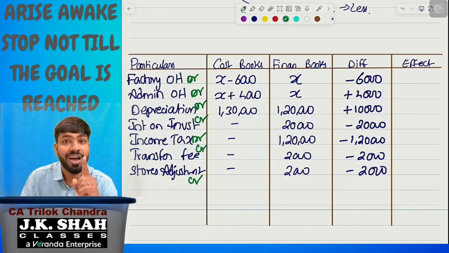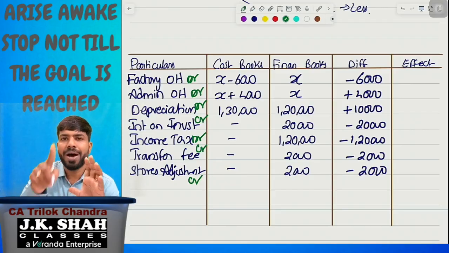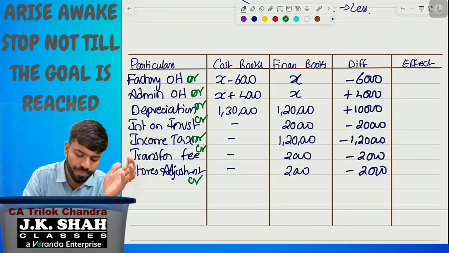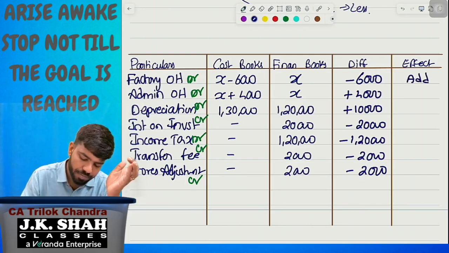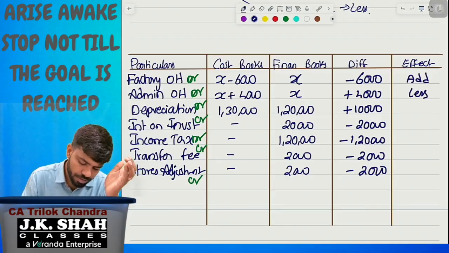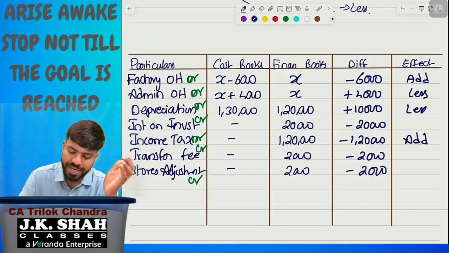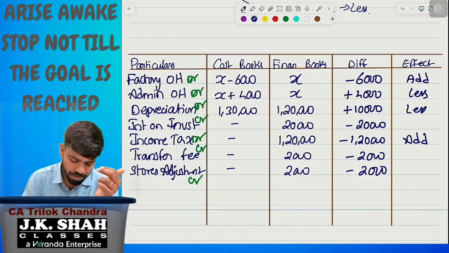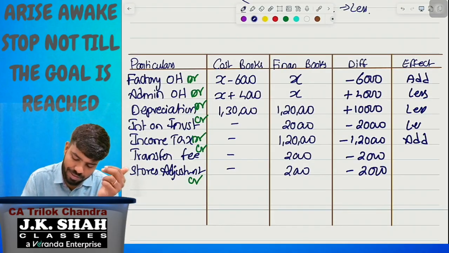What is the rule now? We are in the loss. The company is having a loss. When it is a loss, debit: positive less, negative add. First let us write the debit. Debit negative add. Positive less. Again income tax debit, negative add. We're done with the debit items. Credit, what is the rule? Positive add, negative less. Credit negative less, negative less, negative less.